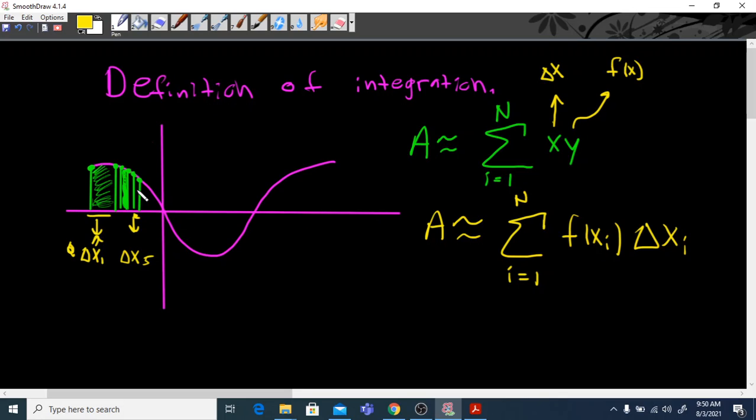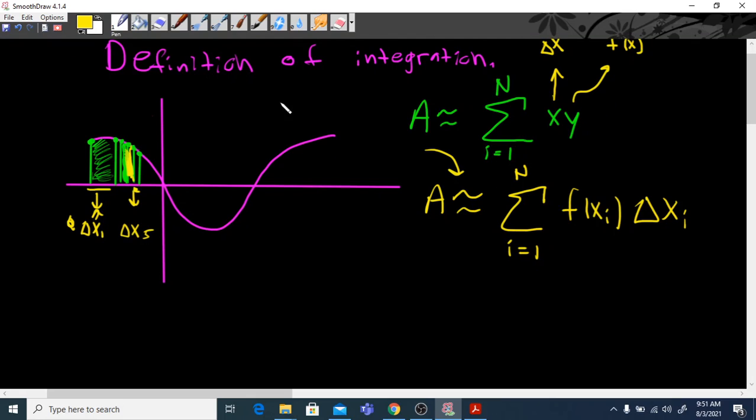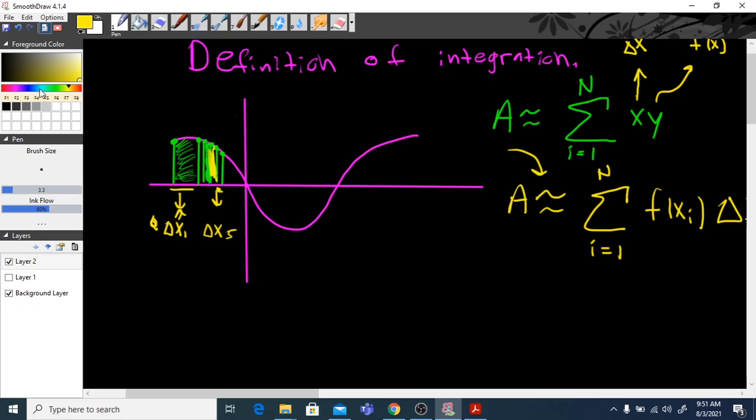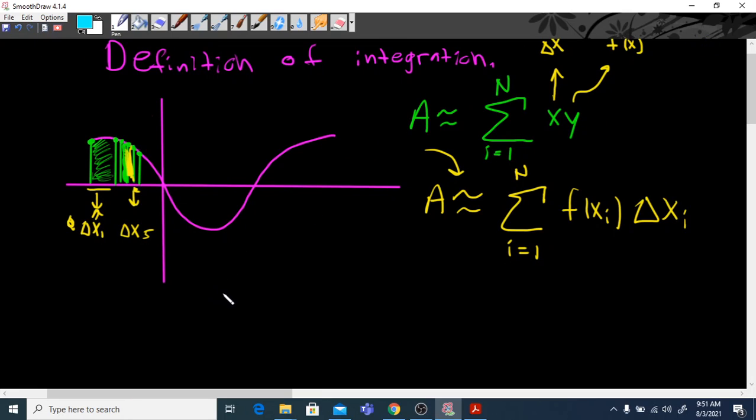Anyway, I hope that what I was saying a little bit ago makes sense, that if we have more and more rectangles, we get more and more precise. So how can we change this from an approximation to something exact? Well, we literally take an infinite number of rectangles. We take the limit as n approaches infinity. Remember, n is the number of rectangles. So the limit as the number of rectangles approaches infinity.